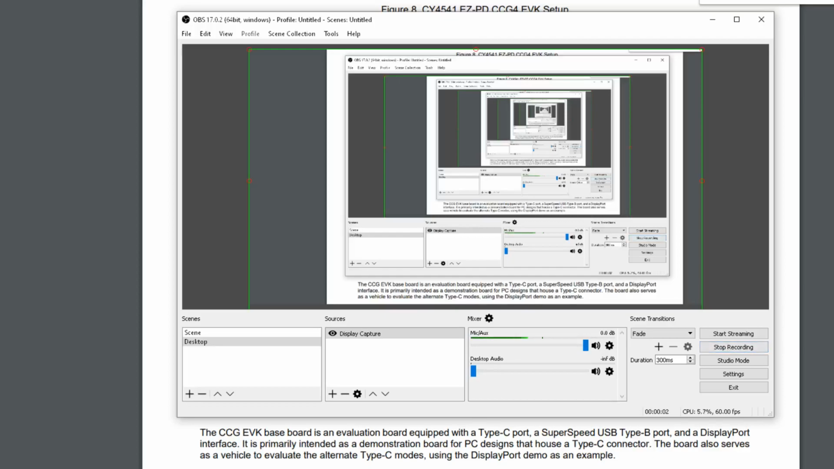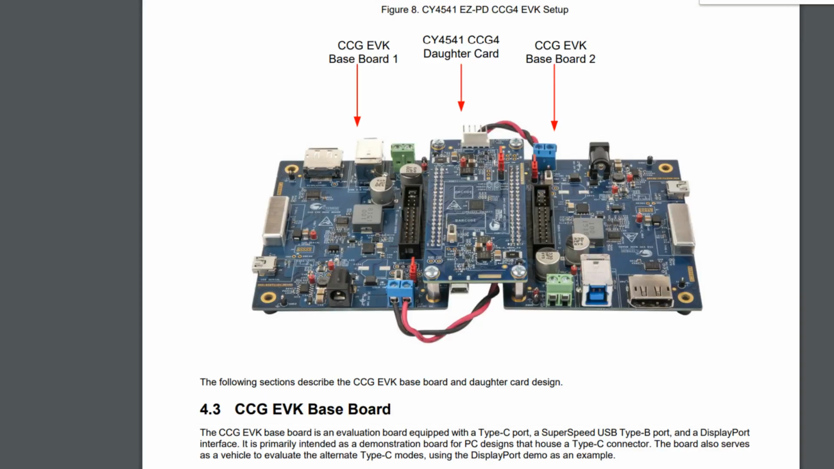Hello, let's talk about the CCG4 Eval kit. Some of the features I'm talking about won't be included in the data sheet or are quite hidden, so let's talk about it. We've got a daughter card and two base boards.